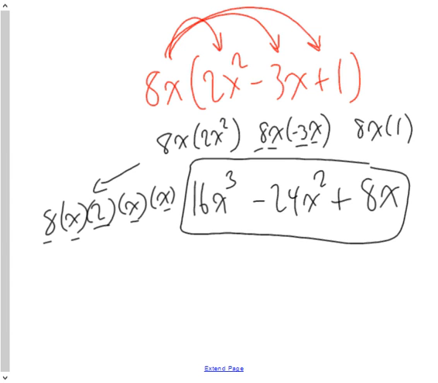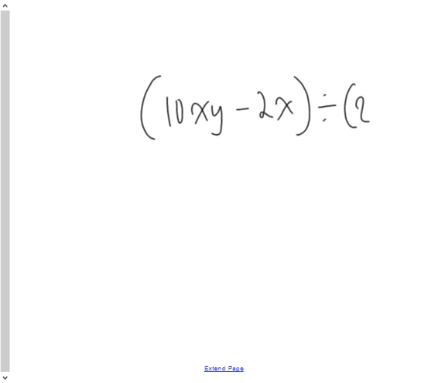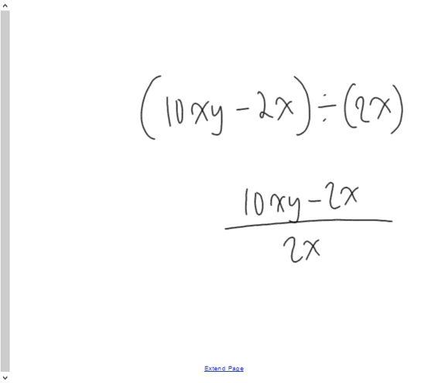Okay, moving along. Sometimes you might see something like this: 10xy minus 2x divided by 2x. So again, we're seeing it like this. When you have it structured like that, reorganize your work. So it's this divided by this.